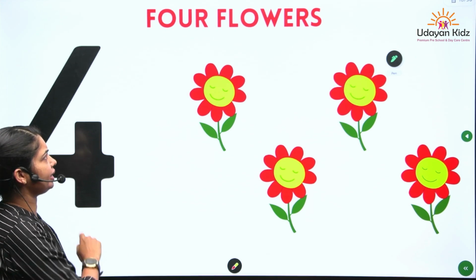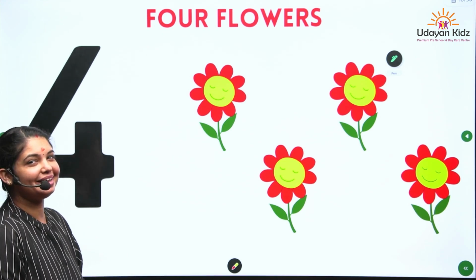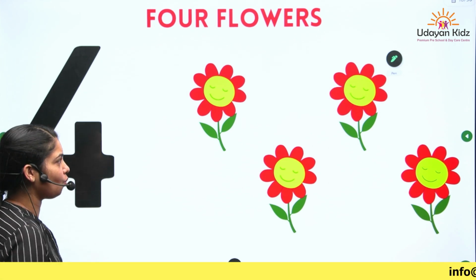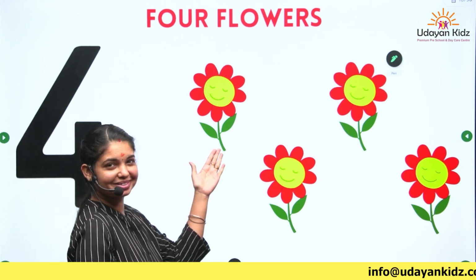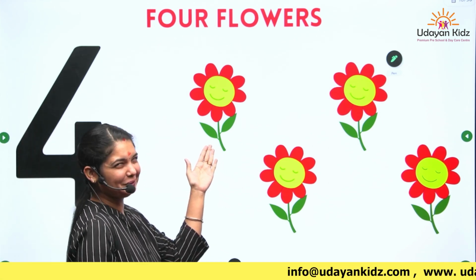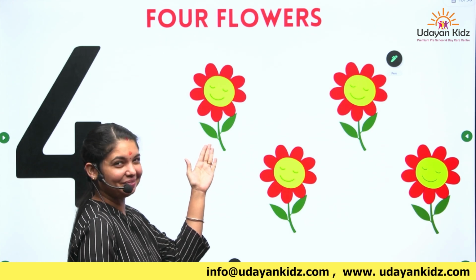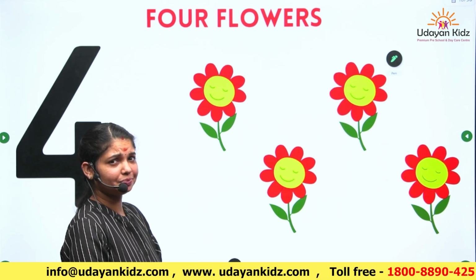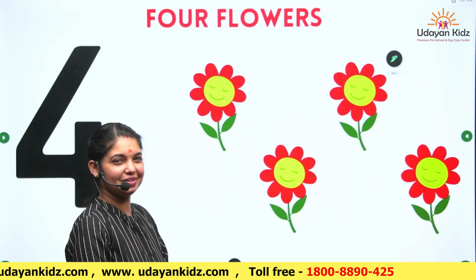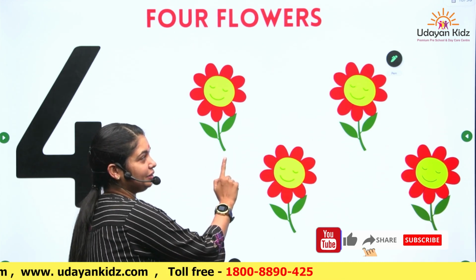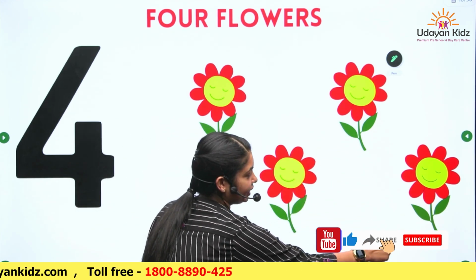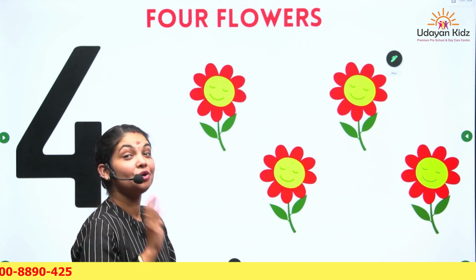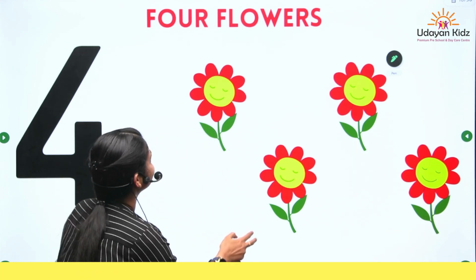So, next one is number 4. Oh, wow. What is this? The beautiful flower. Okay. How many flowers are there? Let's count the flowers. 1, 2, 3, 4. How many flowers are there? 4 flowers.